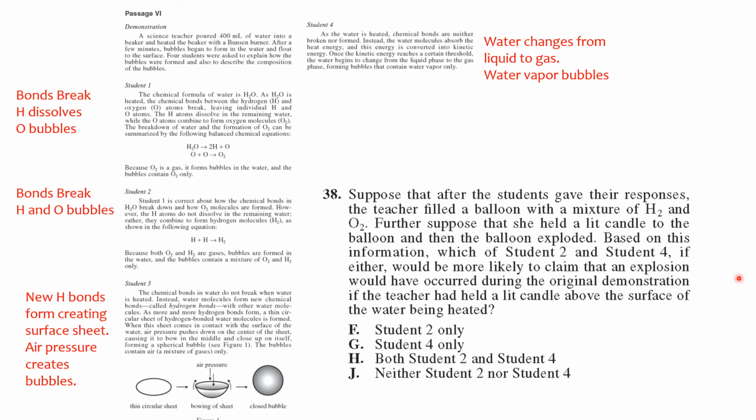Anyway, based on this information, which of students 2 and 4, if either, would be likely to claim that an explosion would have occurred during the original demonstration if the teacher had held a lit candle above the surface of the water? So water vapor is not going to explode, but oxygen separated by itself would. So it would be student 2 would be the one to claim that. So that's a tricky question. It's one you have to think about. You have to have a little bit of knowledge there. Pretty difficult question for the end of the test if you save this passage for last.